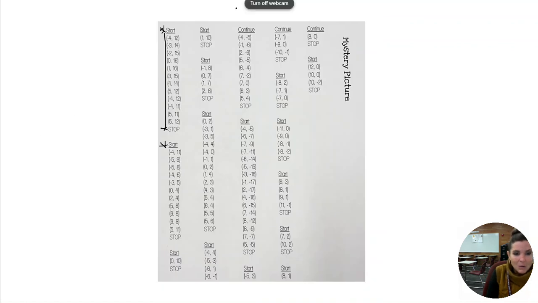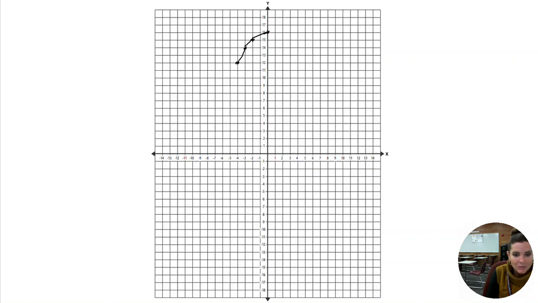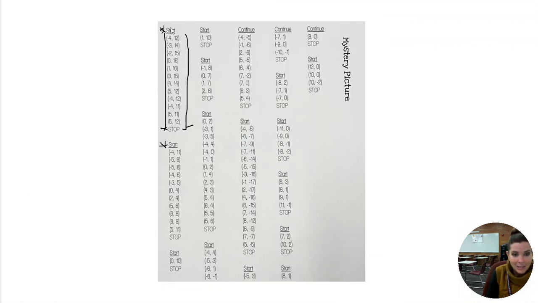Once I have plotted all these points, remember you're going to connect them in this order. When you get to the point (5, 12), 5 to the right, up 12, which is right here, that'll be the last point that you connect with the rest of that list. So all of these are connected together. And then this one right here starts a new line.